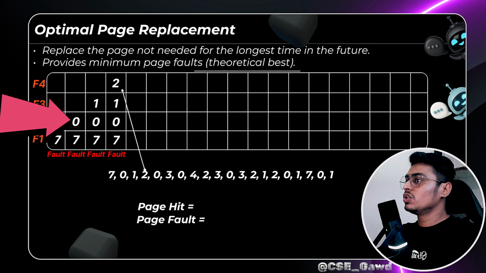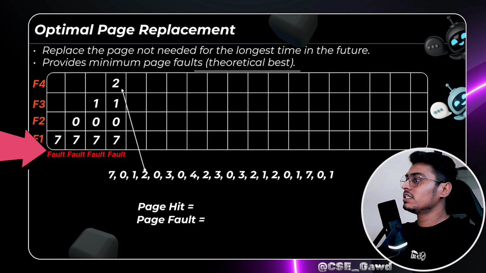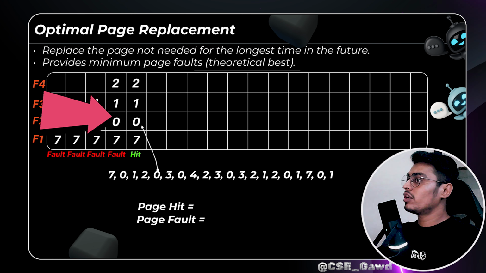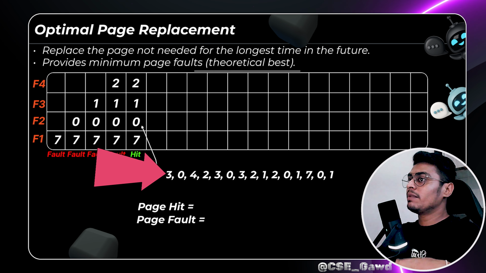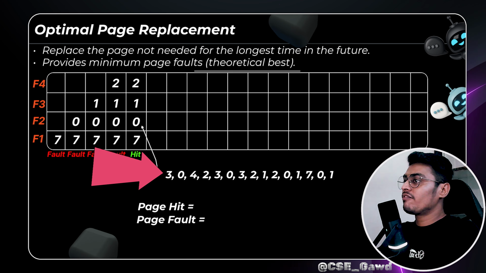Pages 7, 0, 1 and 2 are loaded into the 4 frames, each causing a page fault since they are not initially present. When page 0 is requested next, it's already in memory, a page hit, and when page 3 is requested, it's not in memory, so we need to replace a page. We look at the current pages in memory: 7, 0, 1, 2. Looking forward in the reference string from this point, we check when each of these pages will be needed again.